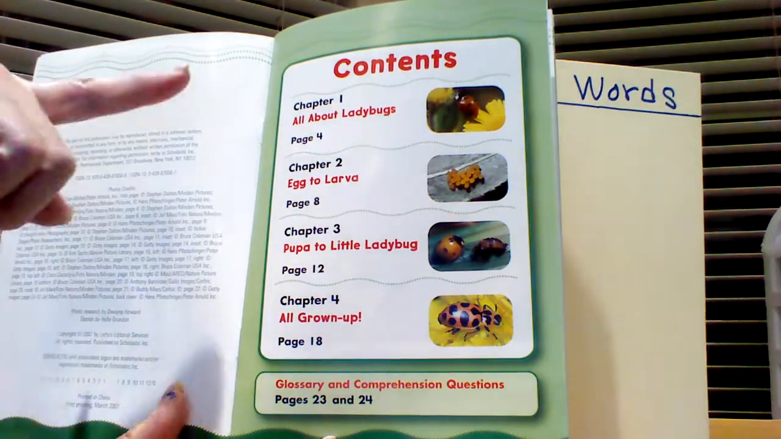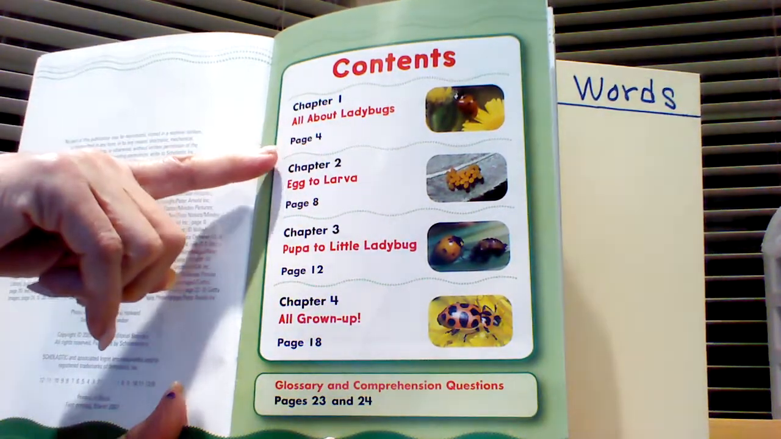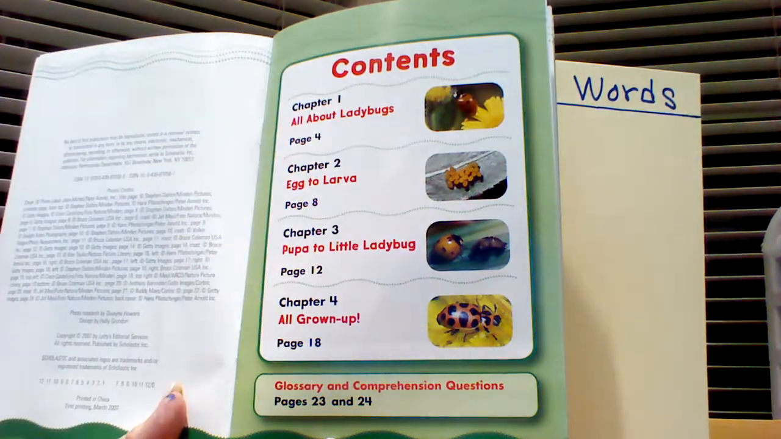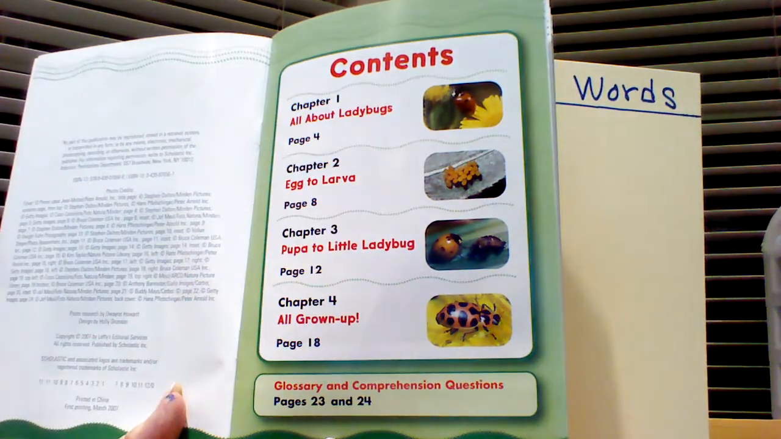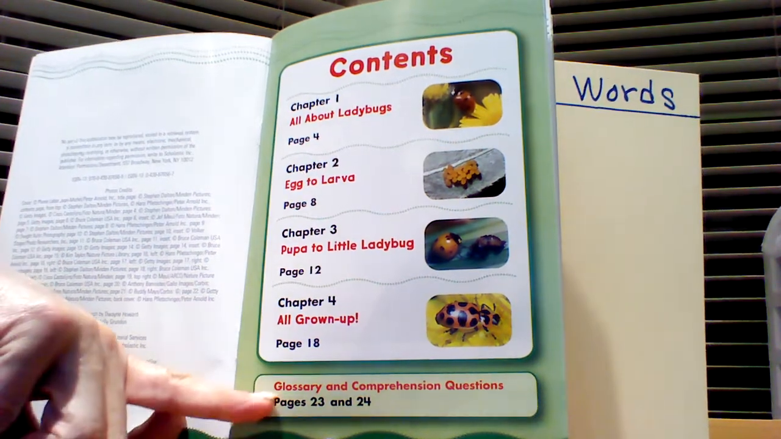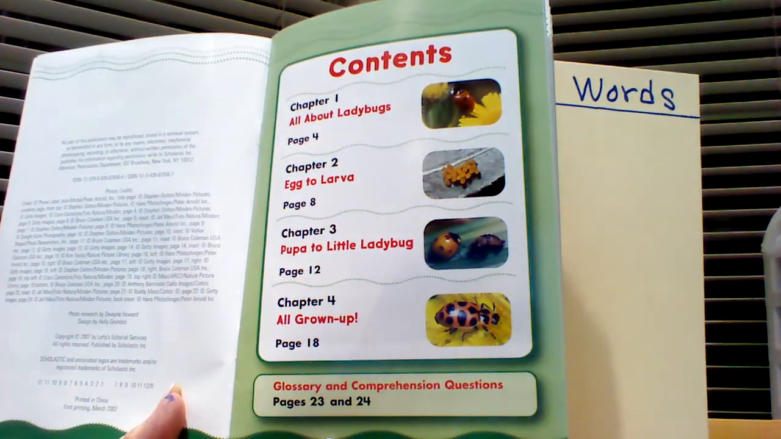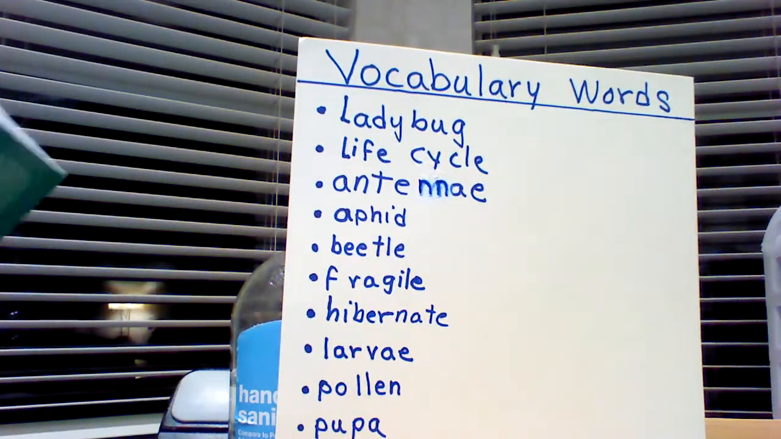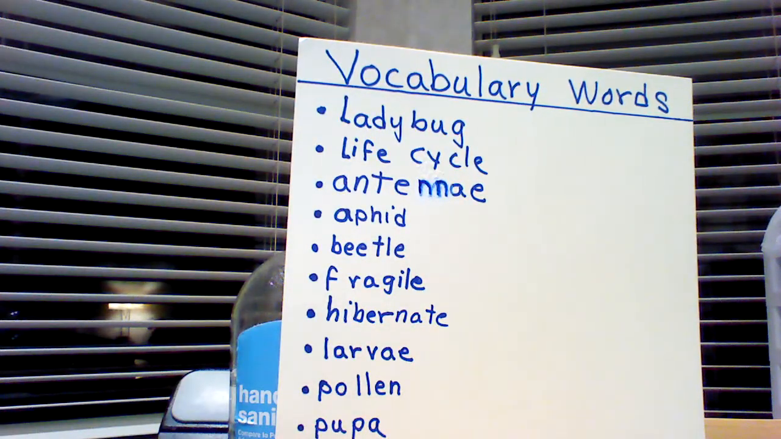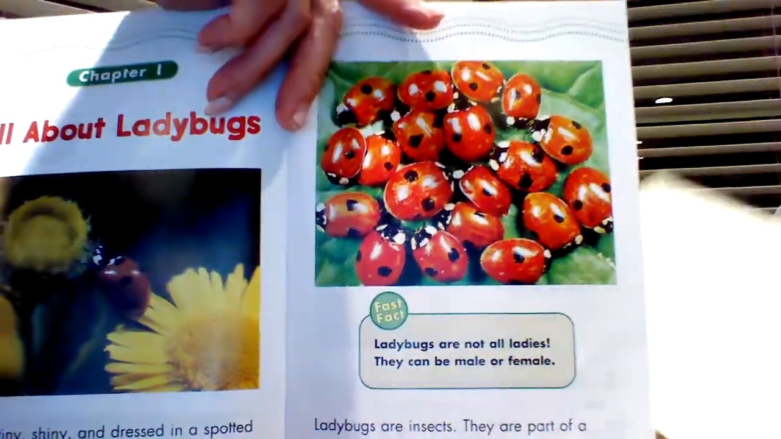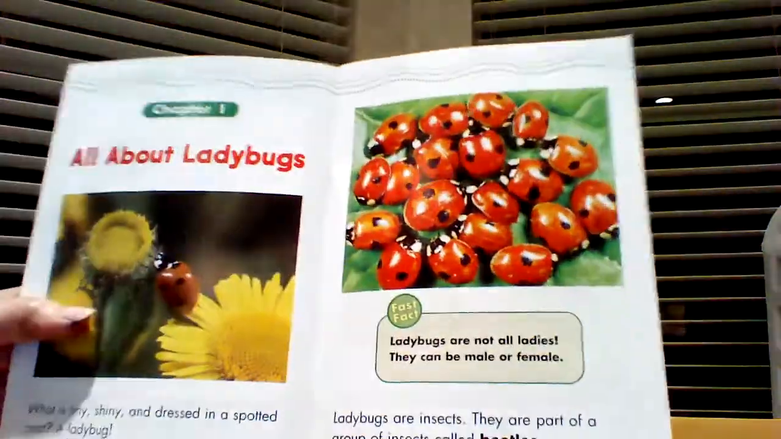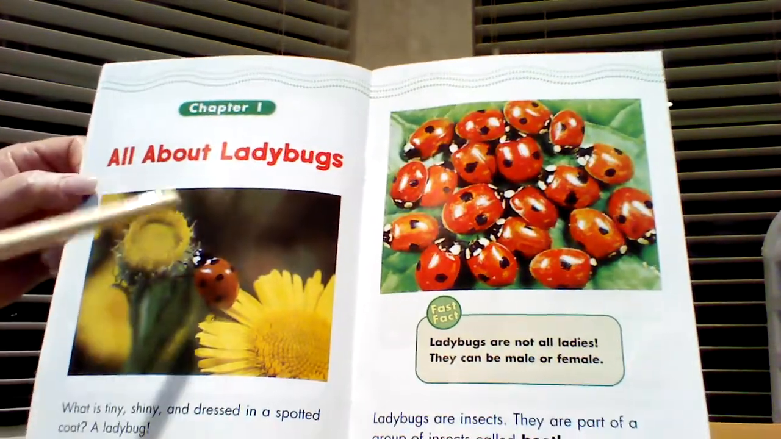And it has a table of contents: chapter 1, all about ladybugs, page 4. Chapter 2, egg to larvae, page 8. Chapter 3, pupa to little ladybug, page 12. And chapter 4, all grown up, page 18. And the glossary is the last part of the book where all the meanings of the words are written, okay? We're going to start with the book, and in this book, we're going to say all about ladybugs.